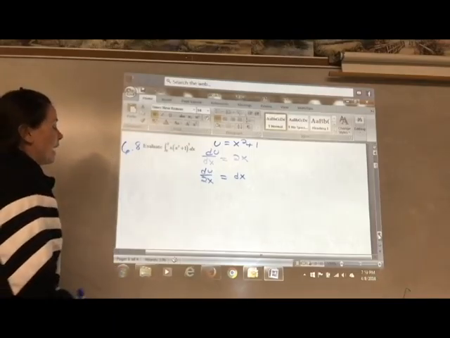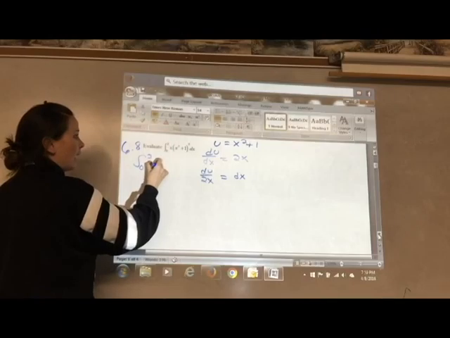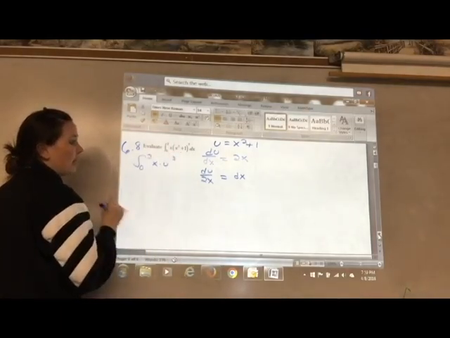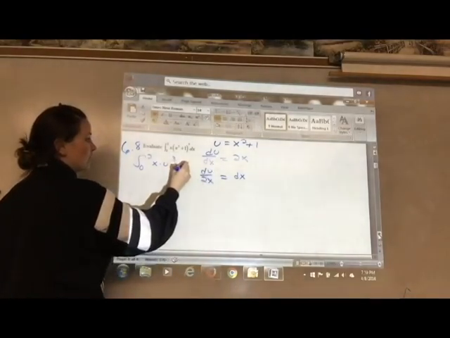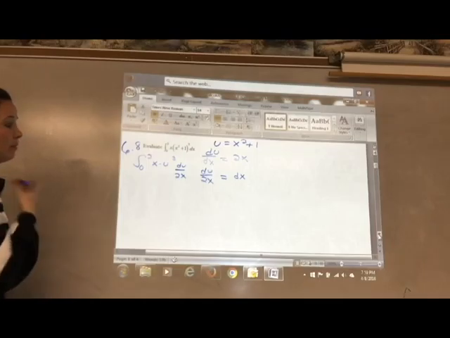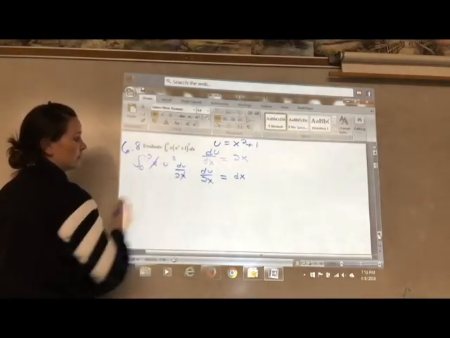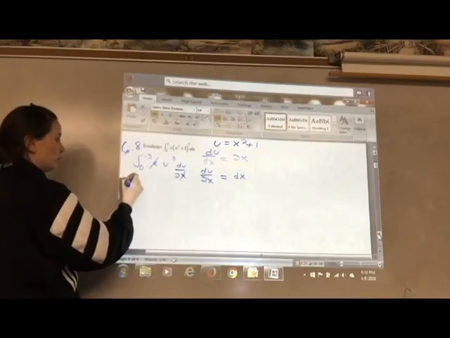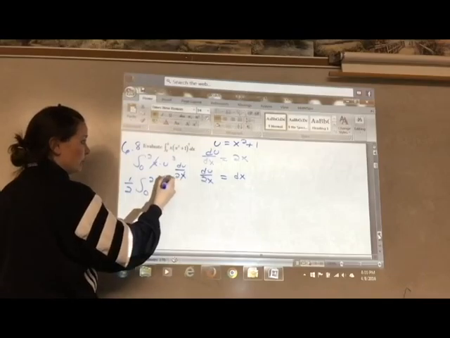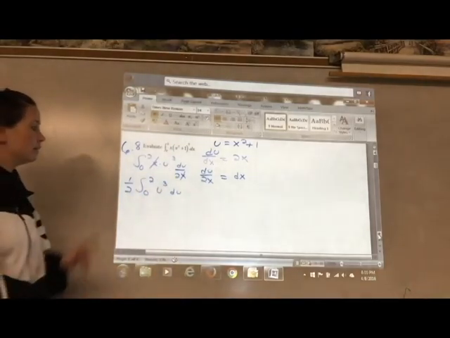Okay, so now if I have my 0 to 2, I have my x times u to the third power, and then I have my dx, which is du over 2x. Again, we have to make sure our u substitution worked, and you can see that these x's reduce nicely, and we can pull the 2 through. So we'll have a 1/2 out here from 0 to 2, u to the third du.